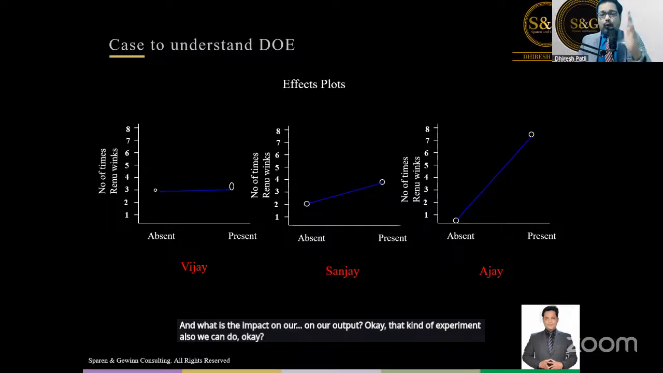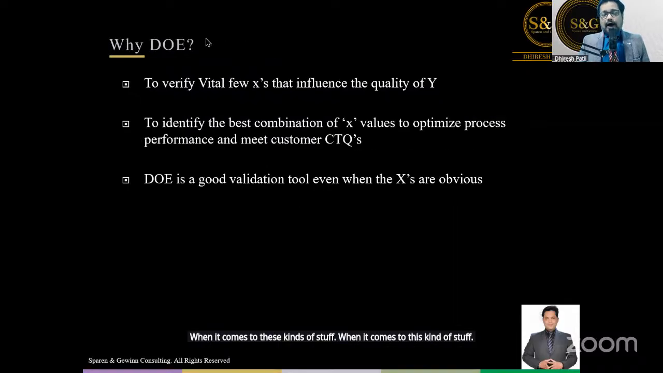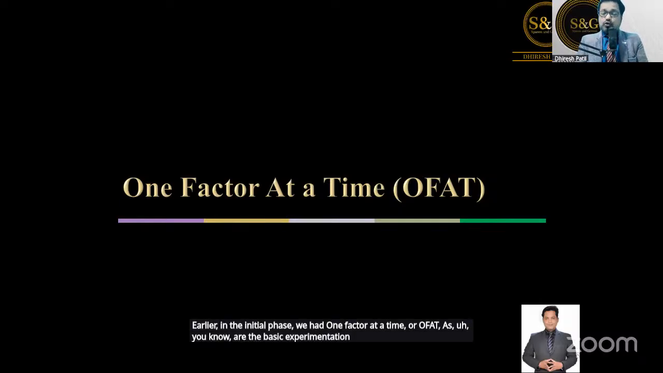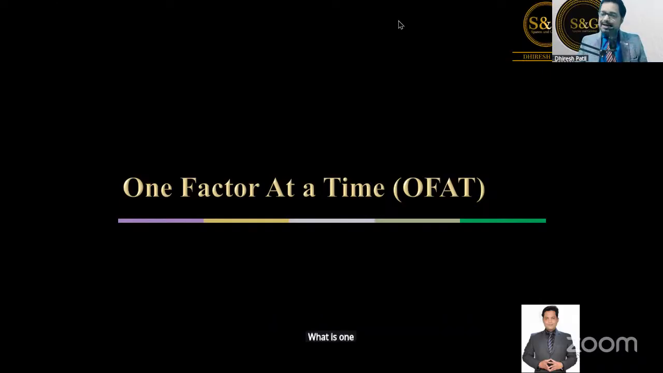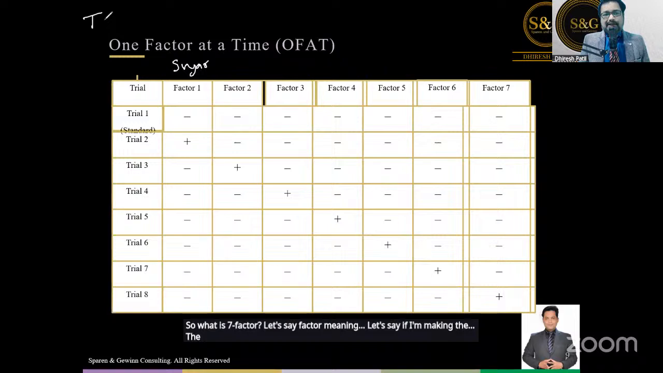Now, when it comes to these kinds of experiments, in the initial phase we had one factor at a time, or OFAT, as the basic experimentation we used to do. So what is a one factor at a time experiment? Let's look at this. Imagine there are 7 factors here. So what is a factor? Let's say I'm making the taste of tea.